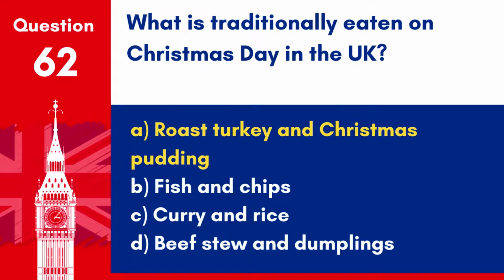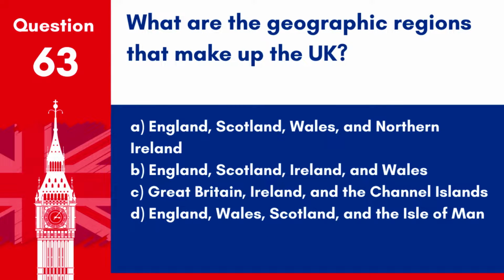Answer. A. Roast turkey and Christmas pudding. The traditional Christmas Day meal in the UK usually includes roast turkey followed by Christmas pudding. Question 63. What are the geographic regions that make up the UK? A. England, Scotland, Wales, and Northern Ireland. B. England, Scotland, Ireland, and Wales. C. Great Britain, Ireland, and the Channel Islands. D. England, Wales, Scotland, and the Isle of Man.